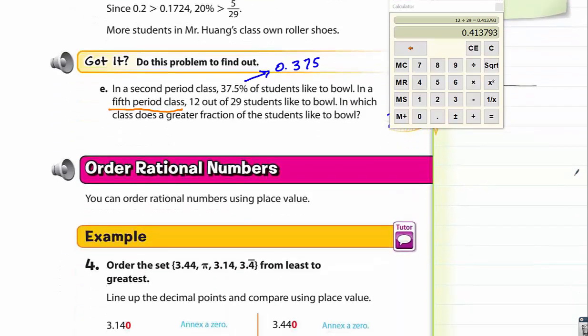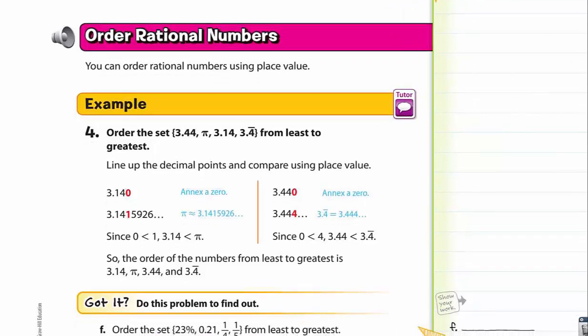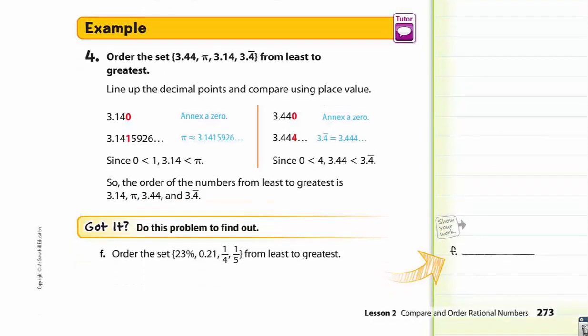All right, ordering rational numbers. So here's an example. They talk about lining up the decimal points. You can compare using place value. They've got these 3 decimals plus pi. So they put them all in the form of decimals. They changed the pi to a decimal. All right. So go ahead and do that for letter F. Pause, do letter F, turn it back on, and we will have an answer.